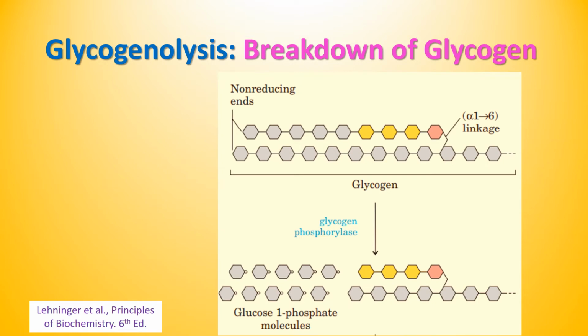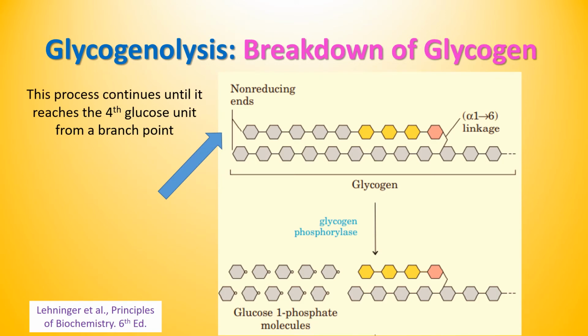Again, just to explain in detail, look at the non-reducing end of the glycogen. Due to glycogen phosphorylase, there is a stepwise separation of glucose molecules that results in the production of glucose 1-phosphate molecules. This process continues until it reaches the fourth glucose unit from a branch point. If you look at the right side of the picture with the red arrow, there are 4 glucose molecules where the branching starts.